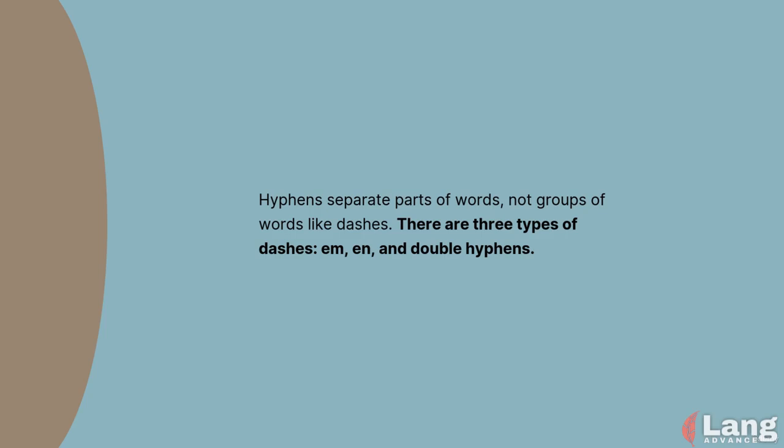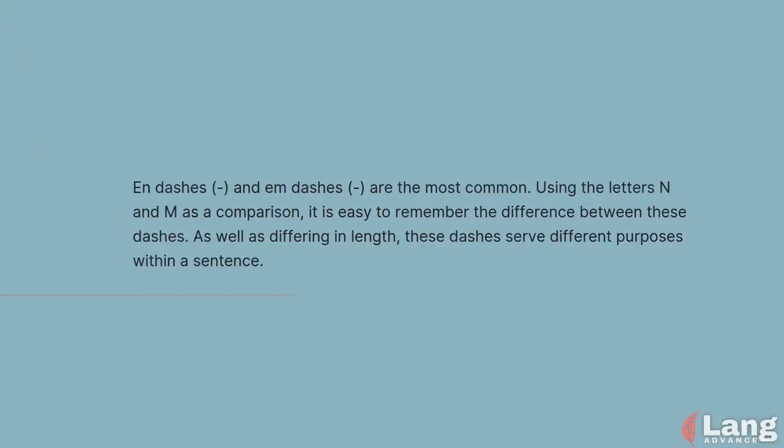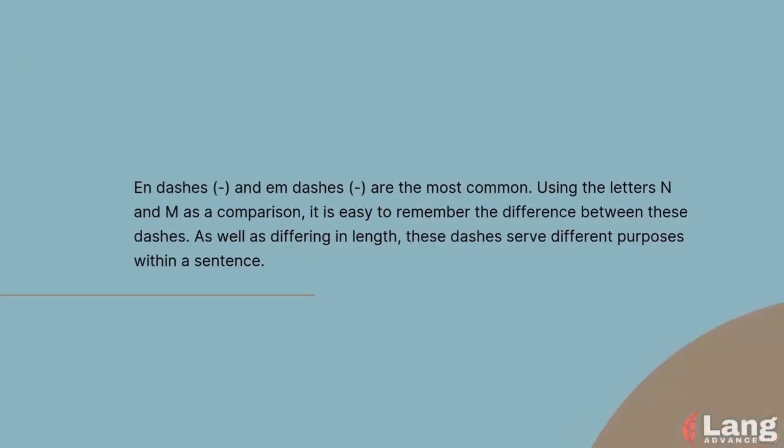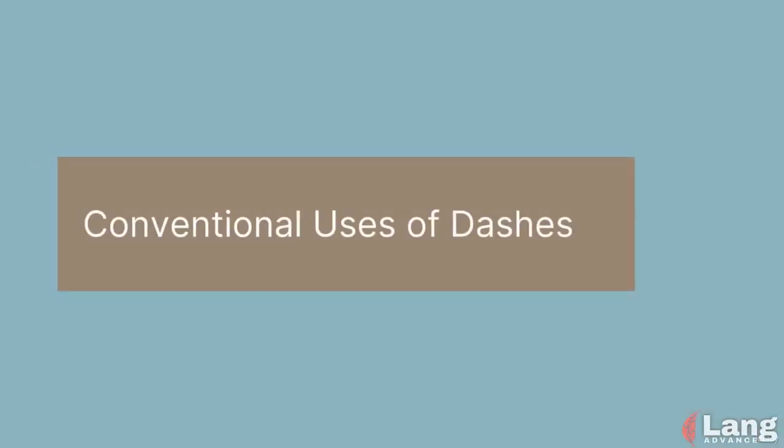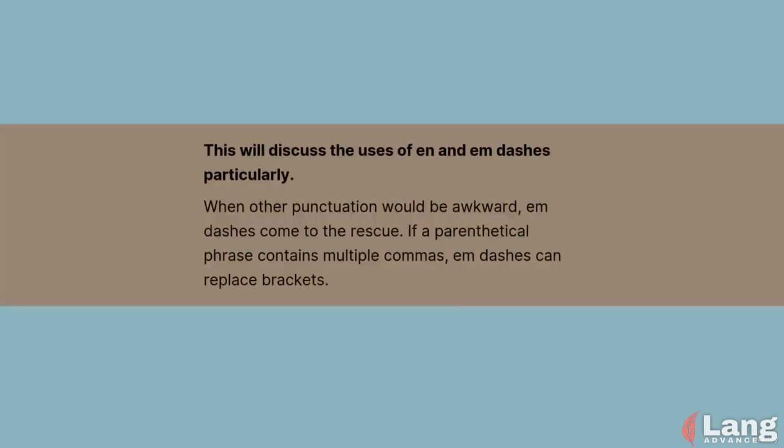There are three types of dashes: M, N, and double hyphens. N dashes and M dashes are the most common. Using the letters N and M as a comparison, it is easy to remember the difference between these dashes. As well as differing in length, these dashes serve different purposes within a sentence. Conventional uses of dashes. This will discuss the uses of N and M dashes particularly.